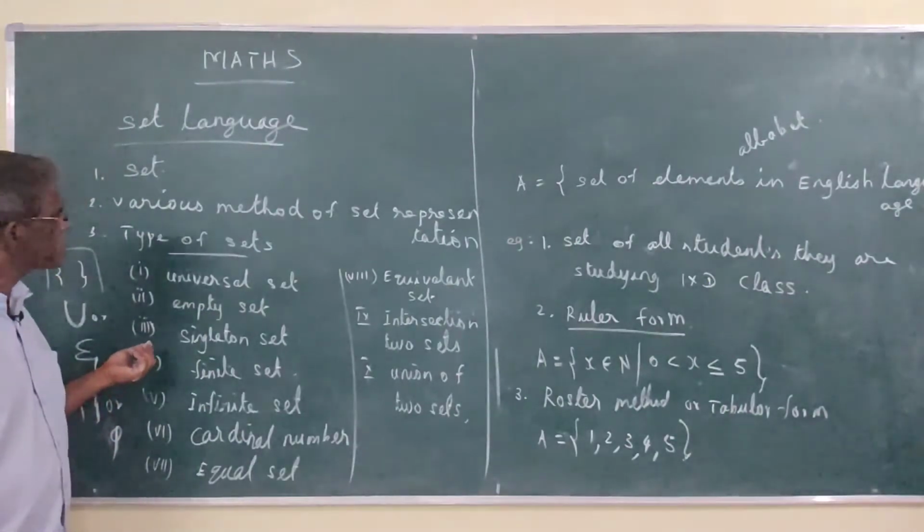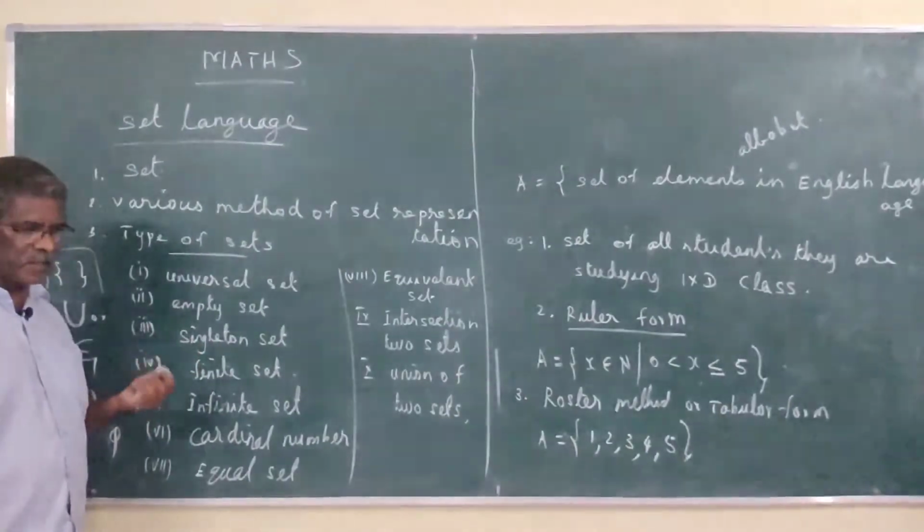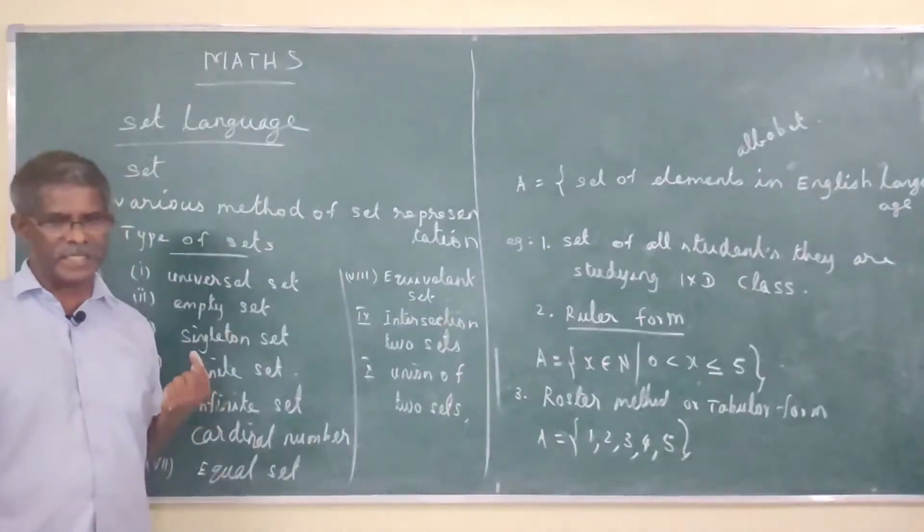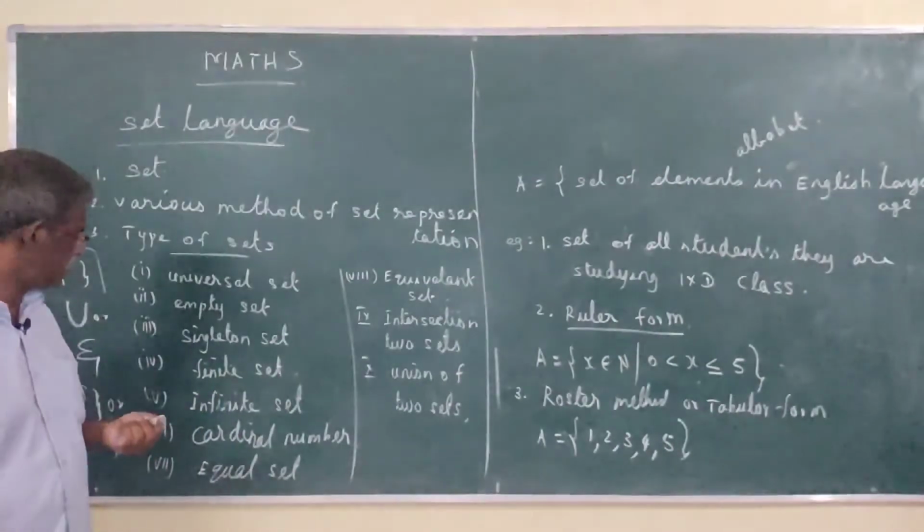The next one, singleton set. You know the meaning of single. Single means a set containing only one element. That set is called a singleton set.